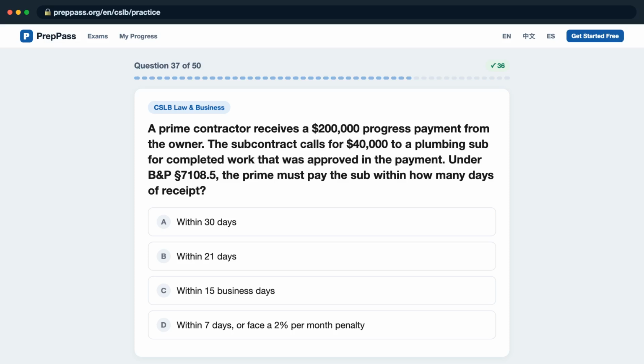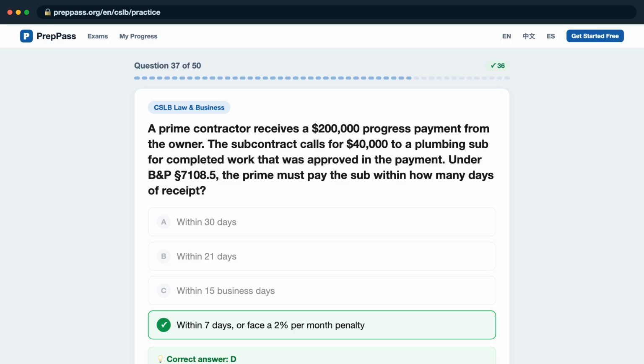Question 37. A prime contractor receives a $200,000 progress payment from the owner. The subcontract calls for $40,000 to a plumbing sub for completed work that was approved in the payment. Under Business and Professions Code Section 7108.5, the prime must pay the sub within how many days of receipt? Is it A, within 30 days? B, within 21 days? C, within 15 business days? D, within 7 days, or face a 2% per month penalty?